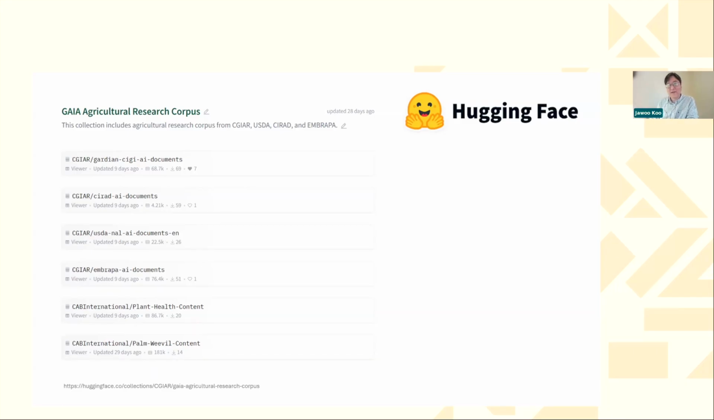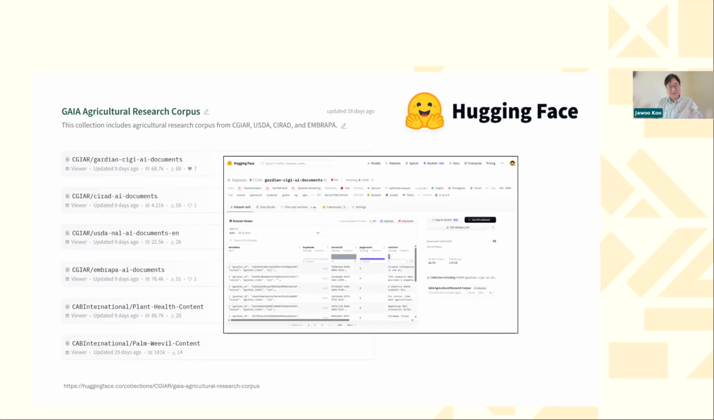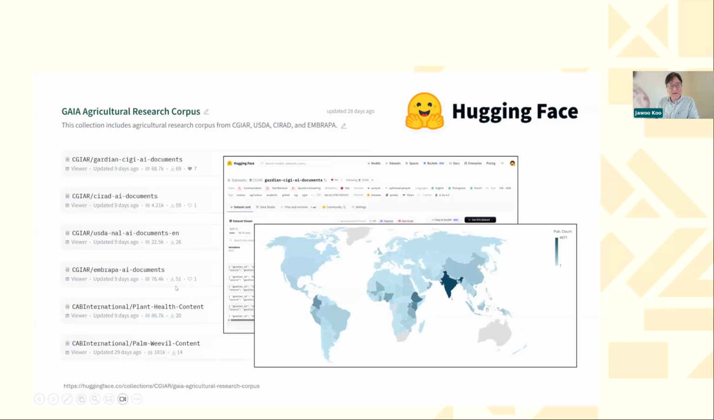This is a go-to place for AI model developers and researchers to release new models and datasets, etc. So we are joining the movement of making more data available and AI ready. We published a lot of different corpora through this platform, and this map is showing the geographical distribution of the datasets. There are some concentrated parts of the globe, like India, China, and Ethiopia, Kenya, and Nigeria, etc.